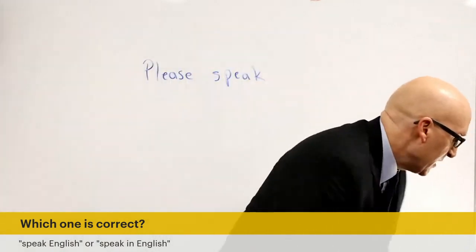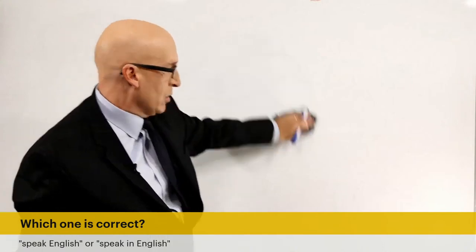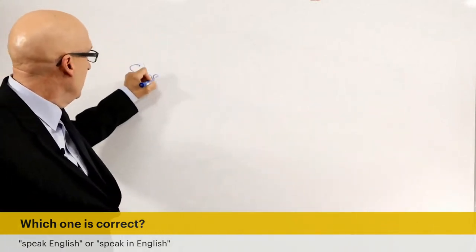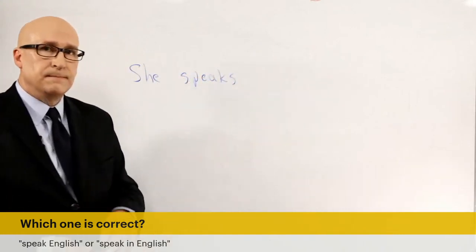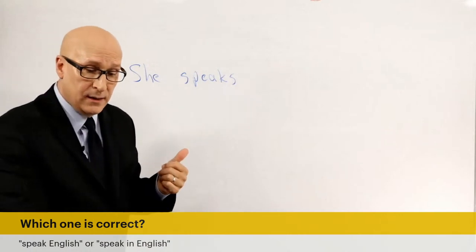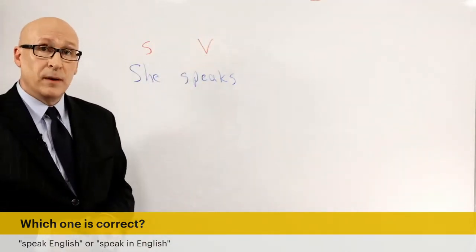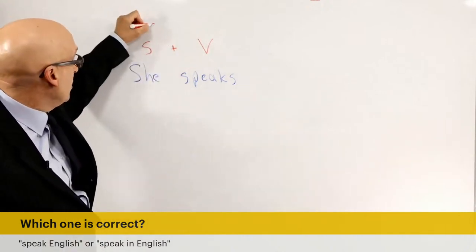Actually, let's make a full sentence, not an imperative. Just a little more clear. Let's say we have a sentence like, she speaks. Okay. Is that a complete idea? We have a subject. We have a verb. Now, by the way, that makes a clause. Okay, this is called a clause.